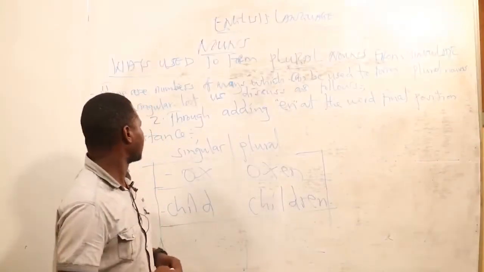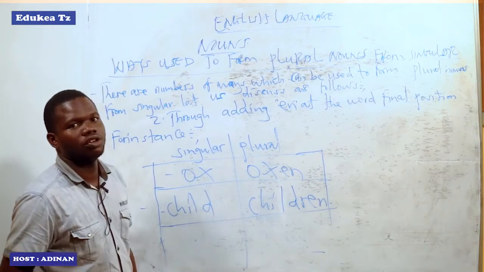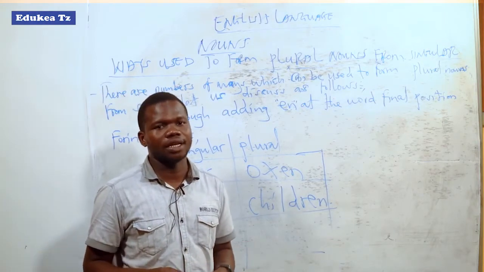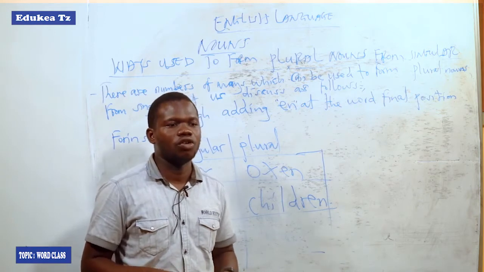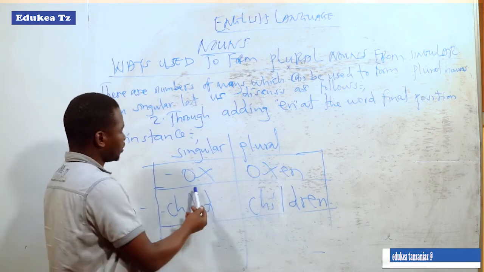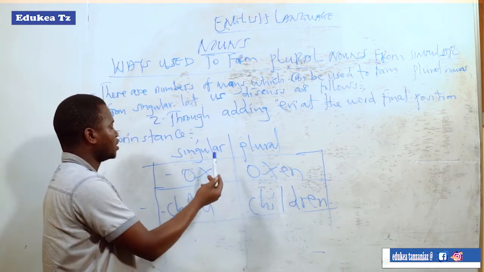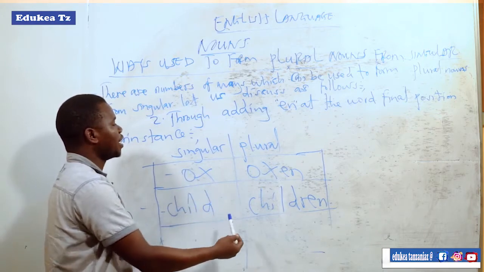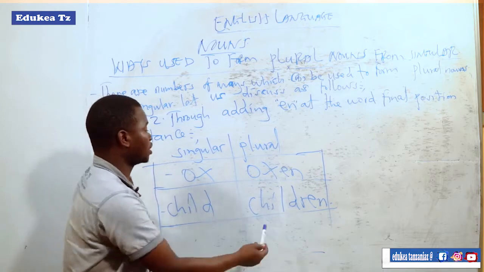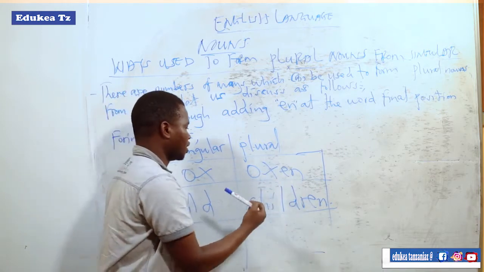Yes, another way is through adding en at the word final position. So we may again form plural nouns from singular by adding en at a word final position. For example, we have the word ox. This is singular, that is, one. But now en can be added to this word in order to make it plural. So this en marks plurality. Then we get the word oxen.